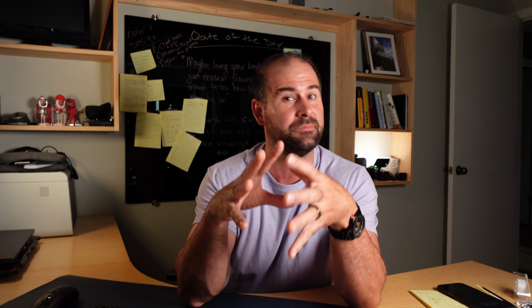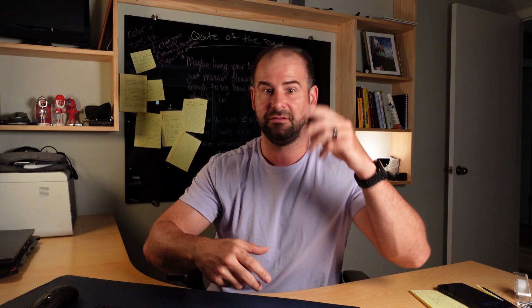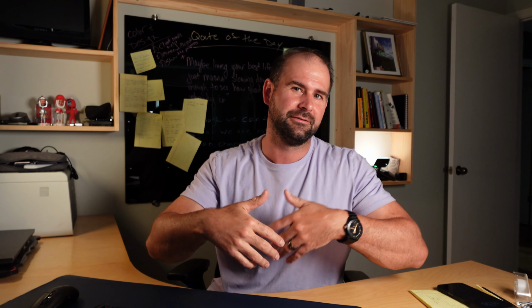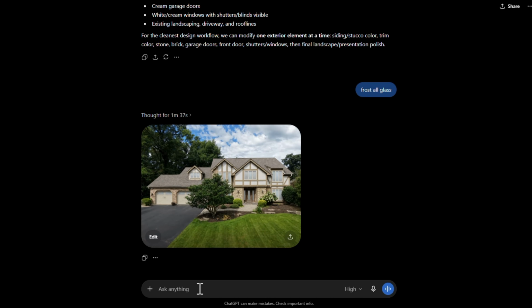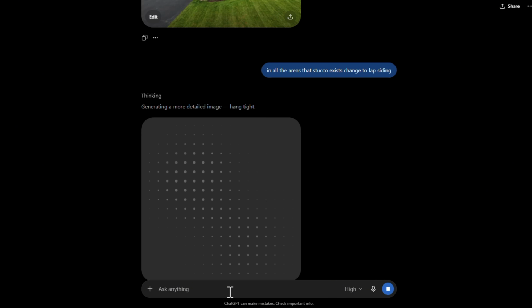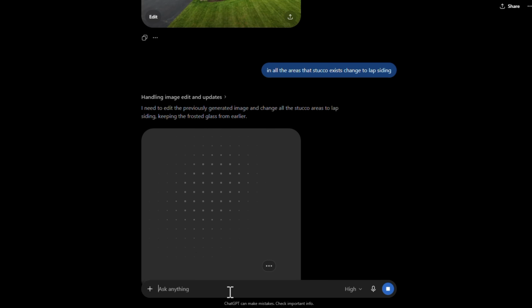It's also about being efficient with our time, and not creating a bunch of things that are constantly in flux, like trees and branches. It really likes to throw a tree in one time, then change it at a different time. So I just say, frost all the glass. That way we don't have to deal with any of that. Okay, we've frosted all the glass. So in this example, I want to change the stucco to siding. So I will say something like, in all the areas that stucco exists, change to lap siding.